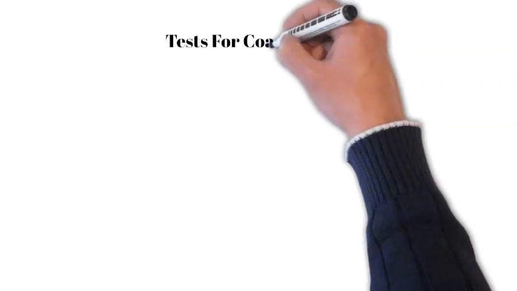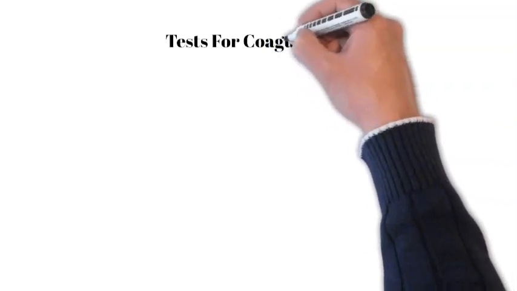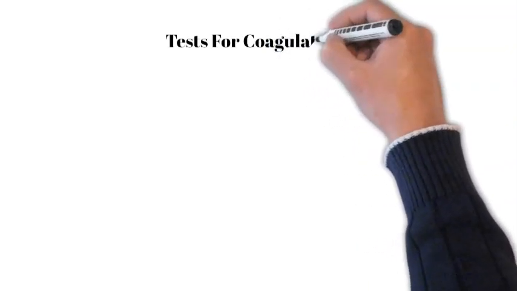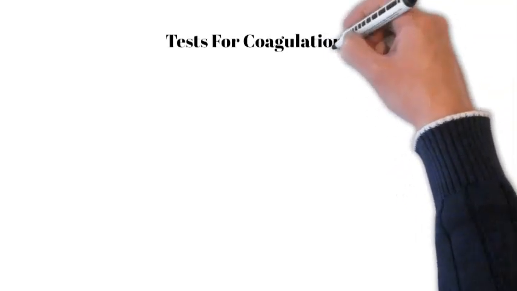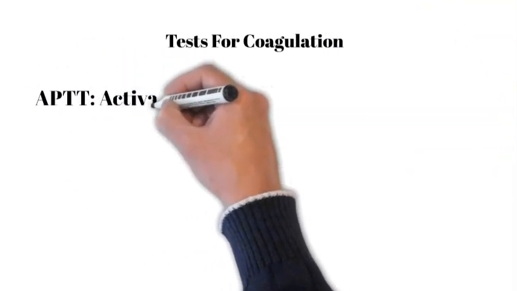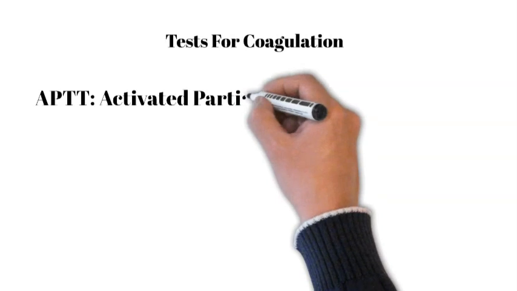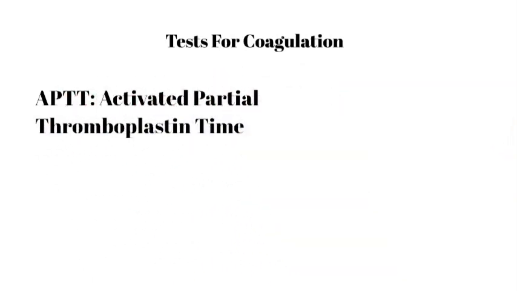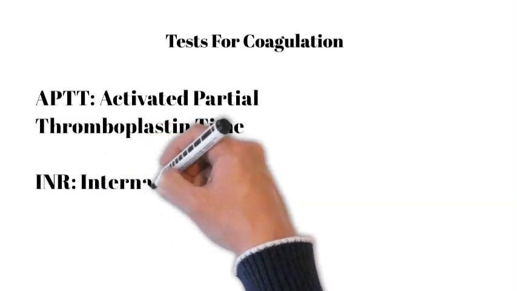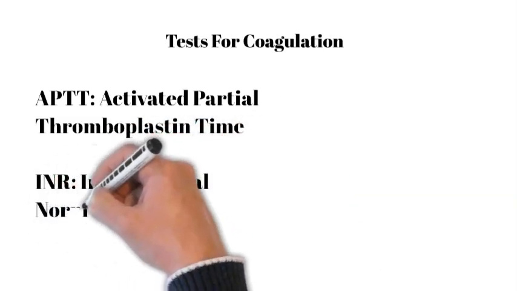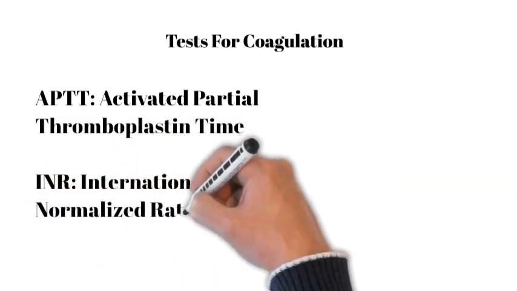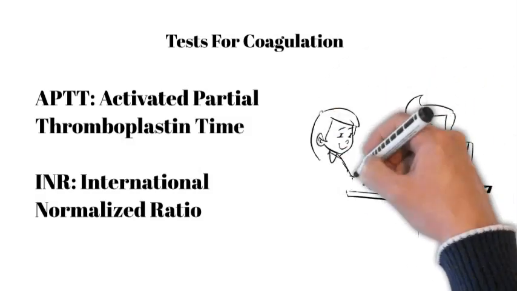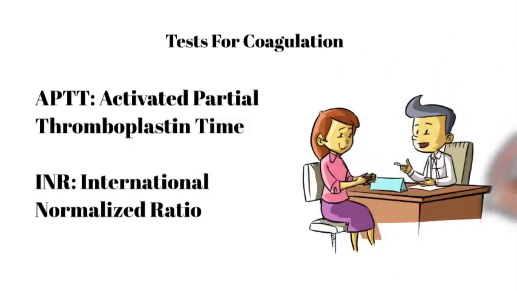A PTT stands for activated partial thromboplastin time, which measures the time it takes for the blood to clot after a substance is added that triggers clotting. INR stands for international normalized ratio, which measures the blood's ability to clot in response to medication, such as warfarin. These tests are commonly used to monitor patients who are taking blood thinners or to diagnose clotting disorders.